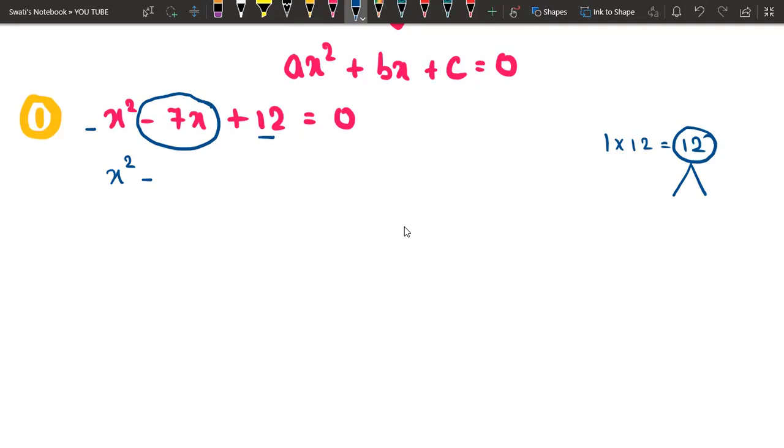So what is the first thing that I did? I multiplied the coefficient of x square with 12, the constant, that is 1 into 12 is 12. And now this 12 I have to write down in such a way that I'll get this middle term. That is why the name of this method is called middle term split. All right, so let's do this. There are so many ways we can write down 12, right? But I will just write it in this way.